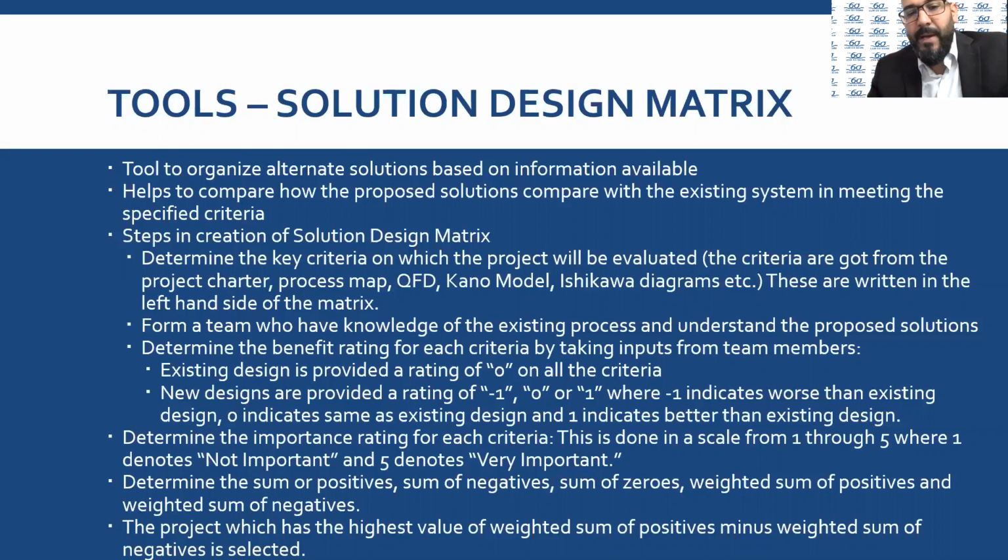Then find out the sum of the positives, sum of the negatives, sum of the zeros. Weighted sum of positives and weighted sum of negatives. And I'll share with you how you could do this in just a second with the example. It would be more important to share this example with you. The project which has the highest value, this is the conclusion of the whole tool that we're going to use here. The highest value of the weighted sum of positives minus the weighted sum of negatives will be selected as the best option.